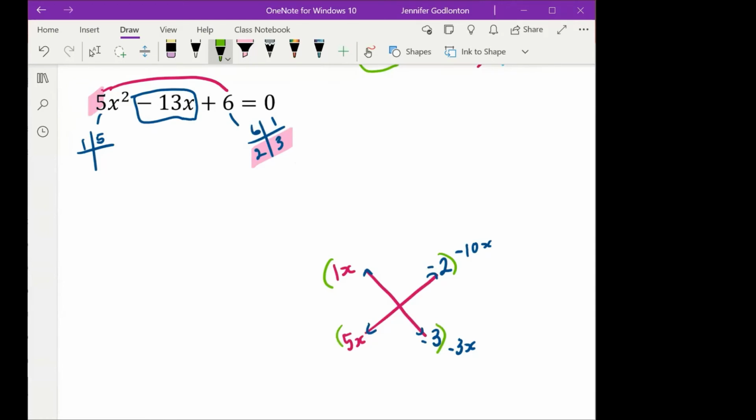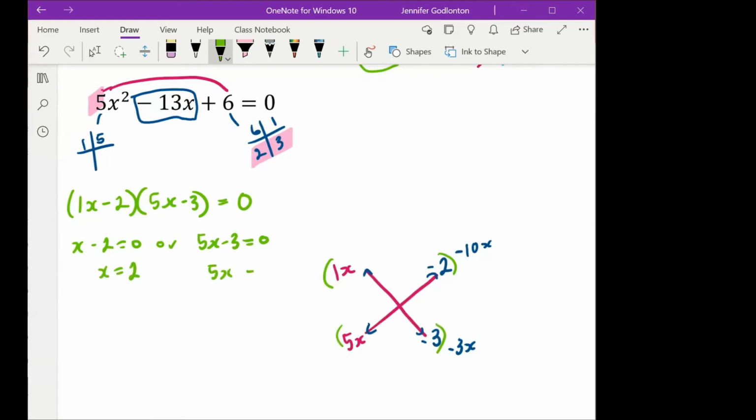So we can see now, you don't have to write the 1. If you didn't write the 1, that's fine. We've got 1x minus 2, and then we've got 5x minus 3 is equal to 0. And so then our final answers, we're going to say x minus 2 is equal to 0, or 5x minus 3 is equal to 0, which means x is equal to 2, or 5x is equal to 3, which means x is equal to 3 over 5.